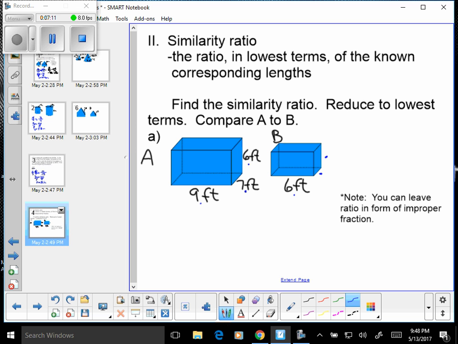Now remember, it says A over B, so that means I have to compare 9 over 6. What I do is reduce this to lowest terms, and as I tell you in the note here, you can leave the ratio in the form of an improper fraction. That is perfectly okay. So I'm going to have 3 over 2. That is my ratio. There is no label for it. That's just it. 3 over 2.